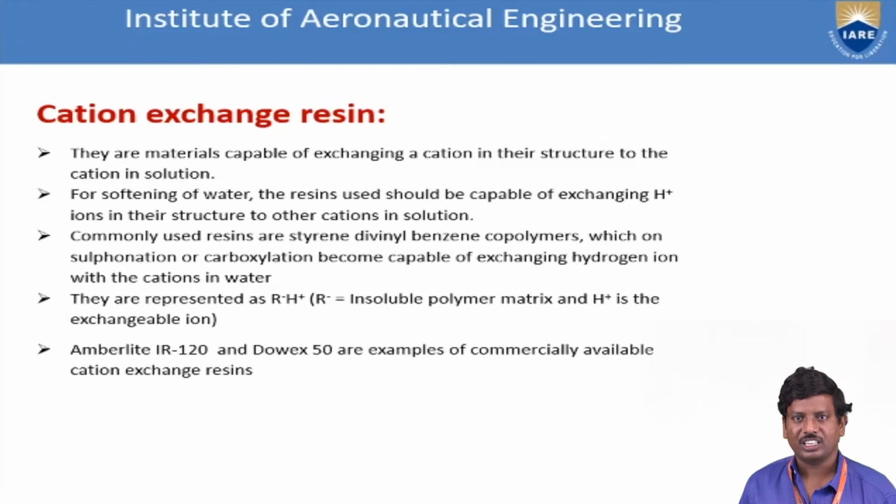Cation exchange resins are materials capable of exchanging a cation in their structure to the solution. For softening of the water, the resins used should be capable of exchanging H plus ions in their structure to the cations in the solution. Commonly used resins are styrene divinyl benzene copolymers, which on sulfonation or carboxylation become capable of exchanging hydrogen ions with the cations in the water. They are represented as RH. That means R is the insoluble polymer matrix and H is the exchangeable ion. That means the structure is R single bond H plus.